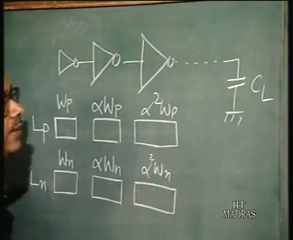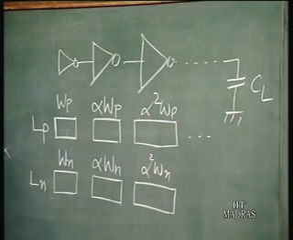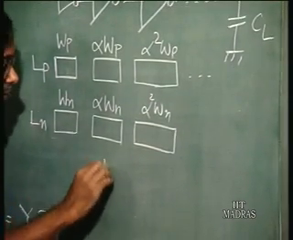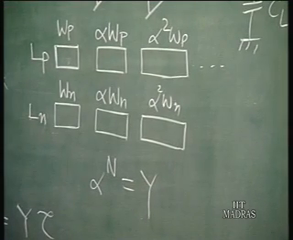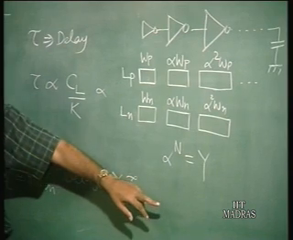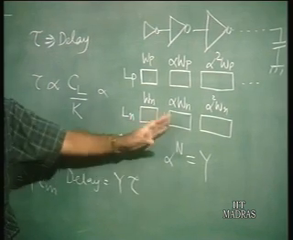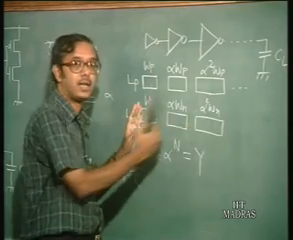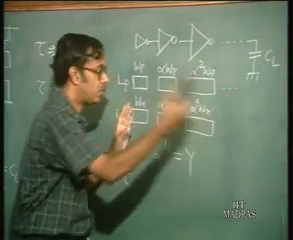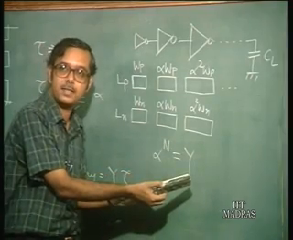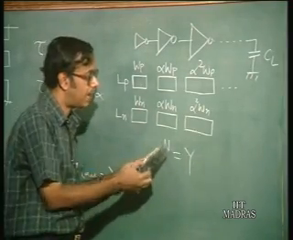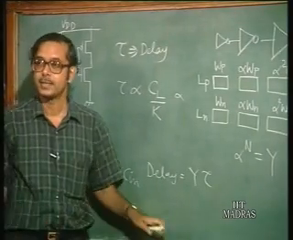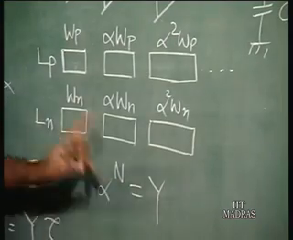All right. So, if you have n such stages, alpha to the power n is equal to y, where y is CL by Cin. The input capacitance of the second stage is alpha times Cin. The third one is alpha squared times Cin. And the final CL is going to be alpha to the power n times Cin. That is the capacitance. So, if you have n stages, alpha to the power n is equal to y, where y is the ratio of CL to Cin.